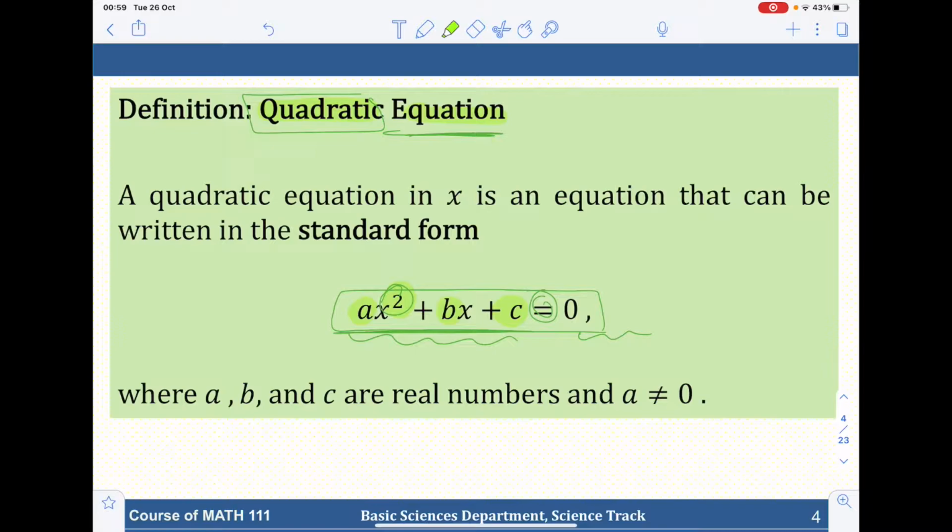A and B and C are all real numbers, and A does not equal 0, because if A equals 0, that means we will not have this part. This part would be cancelled. Then we will have this one left, which means this is not quadratic. This is a linear equation, which we talked about already last week. So A does not equal 0 because we want the x squared. We want this x squared because we are talking about the quadratic equations.